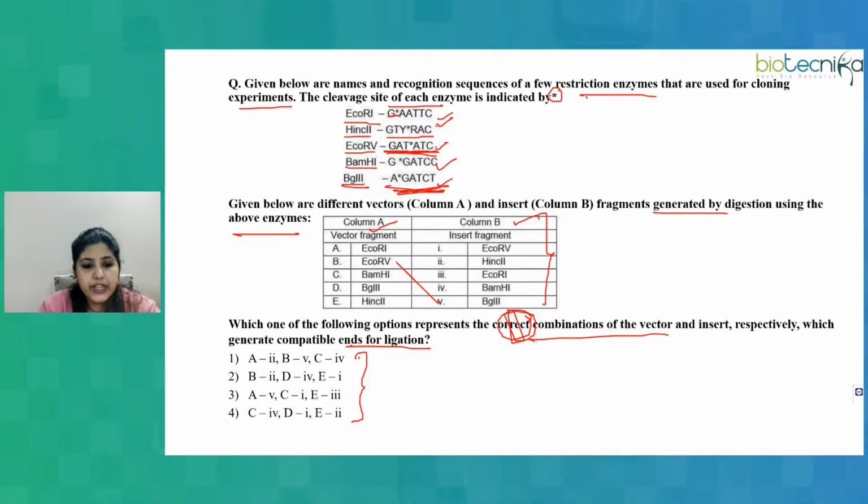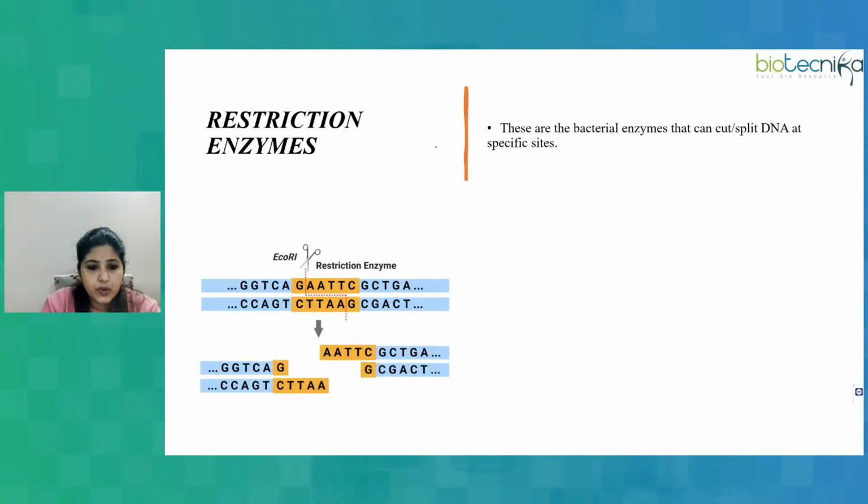So here the combination is given in such a way that you have to look for which enzymes can generate the compatible end. So basically, first you need to understand what restriction enzymes are. We know that restriction enzymes are endonuclease enzymes, that is, they cut within the molecule. Endo means within. So they cut within the DNA molecule. And the speciality about these restriction enzymes is that they don't cut randomly. They recognize a particular sequence and cut at a specific site.